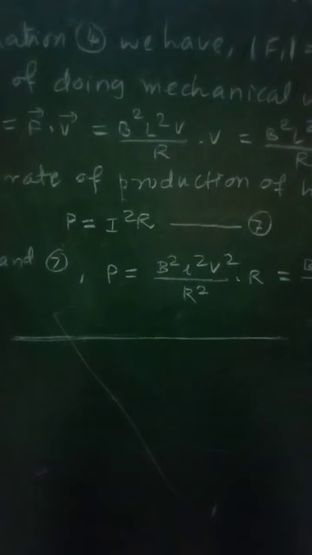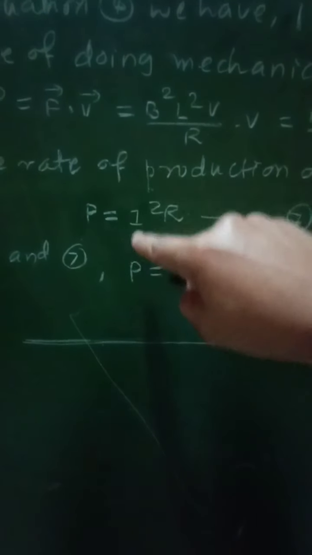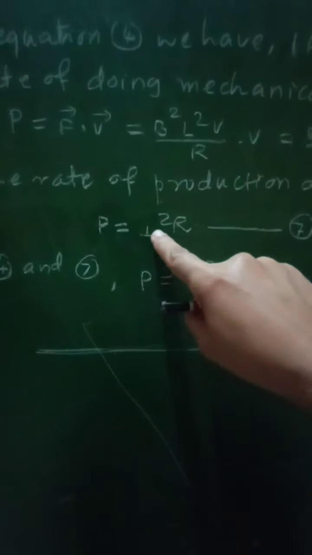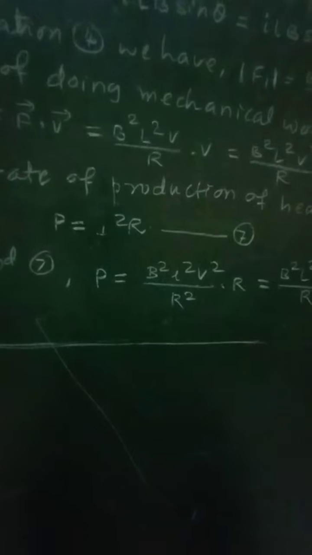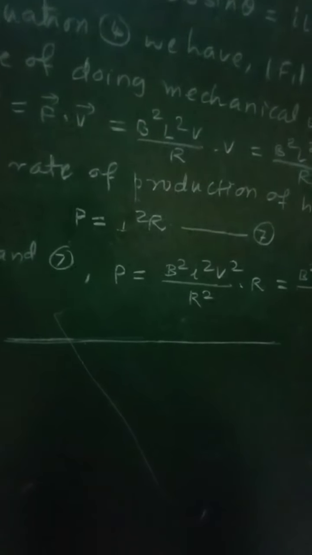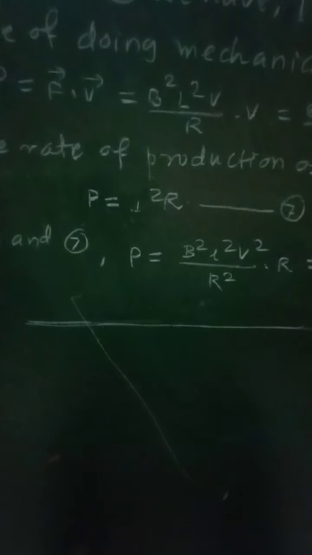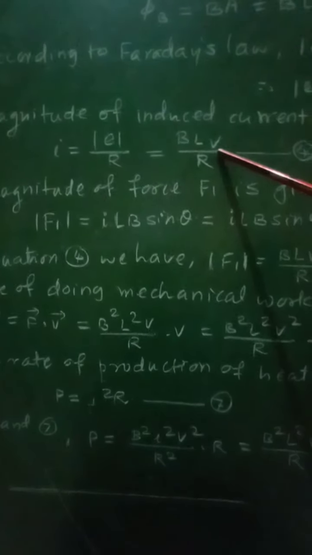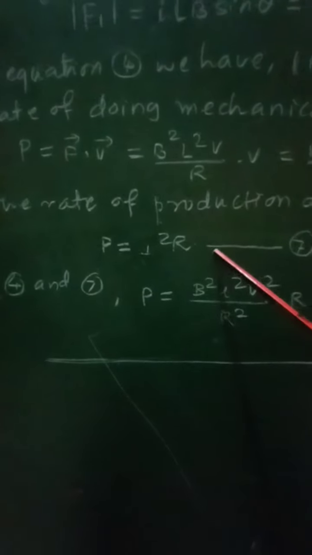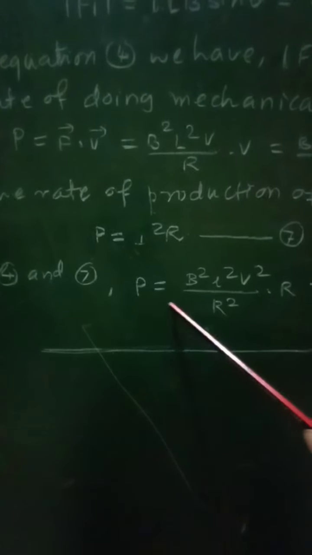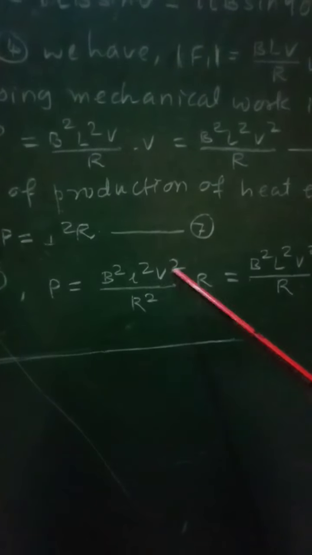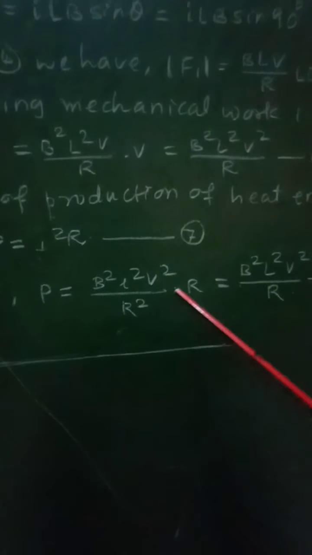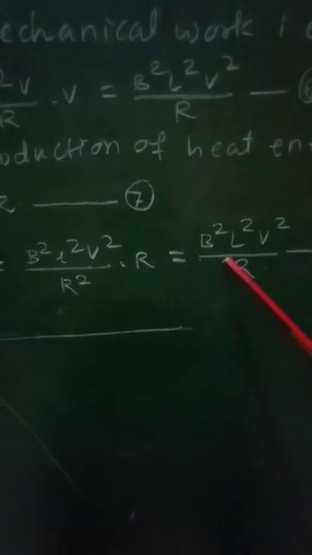Because the small current is represented by only I, it will be I square R. As electrical power P is equal to I square R, therefore from equations 4 and 7, from equation 4, that is the value of I, and from equation 7, that is I square R, we can write the electrical power P equal to B square L square v square upon R square, that is the value of I square, into R. That will give us B square L square v square upon R.